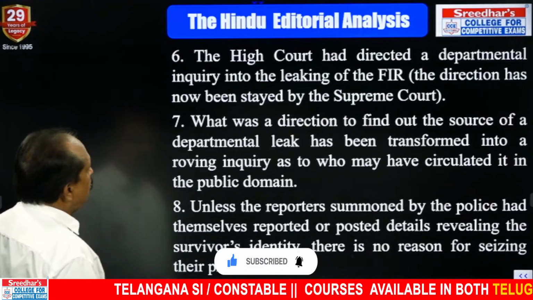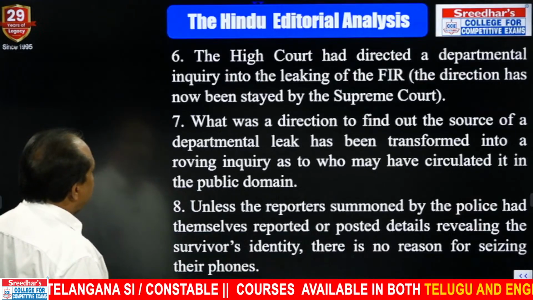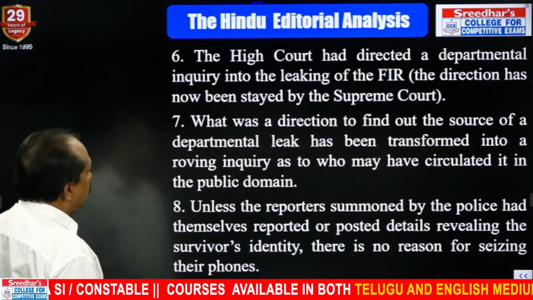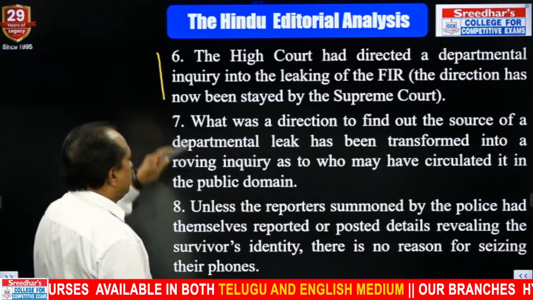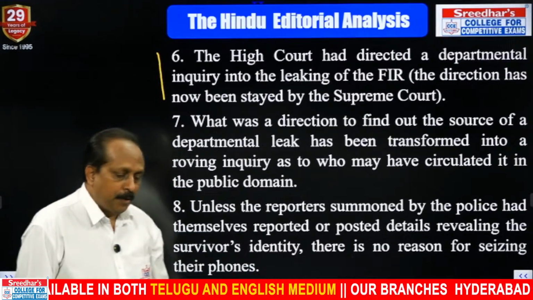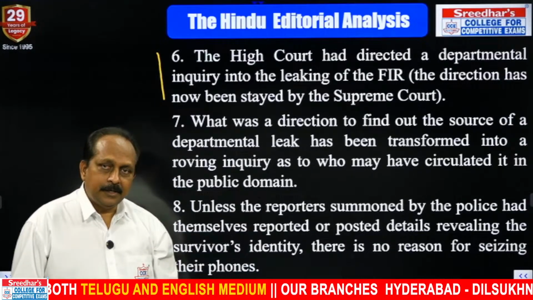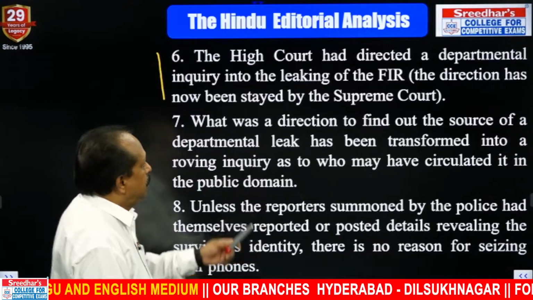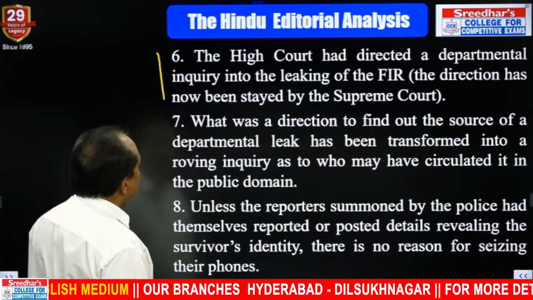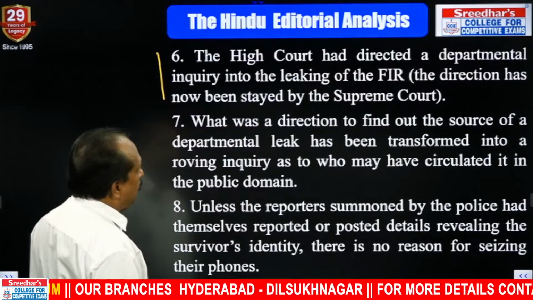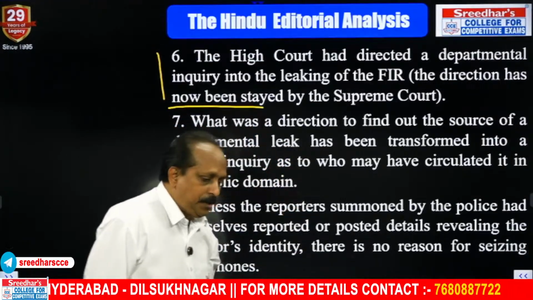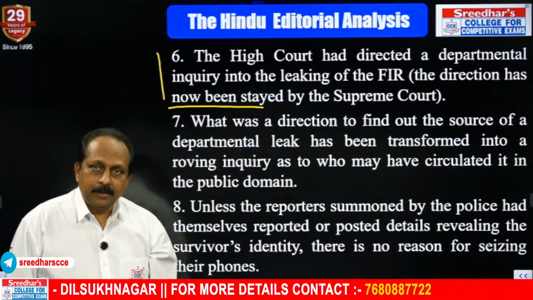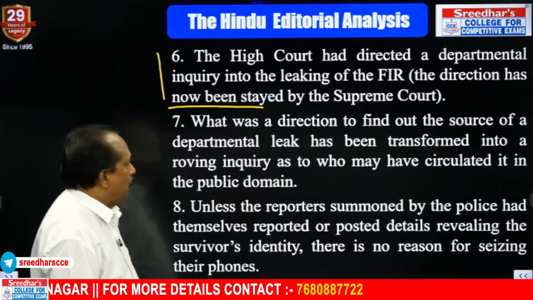The High Court had directed a departmental inquiry into the leaking of the FIR. The direction has now been stayed by the Supreme Court. The High Court wanted to find out who did it, whether intentionally or unintentionally, and had directed a departmental inquiry into the leaking of the FIR. The direction has now been stayed, present perfect passive voice, by the Supreme Court.